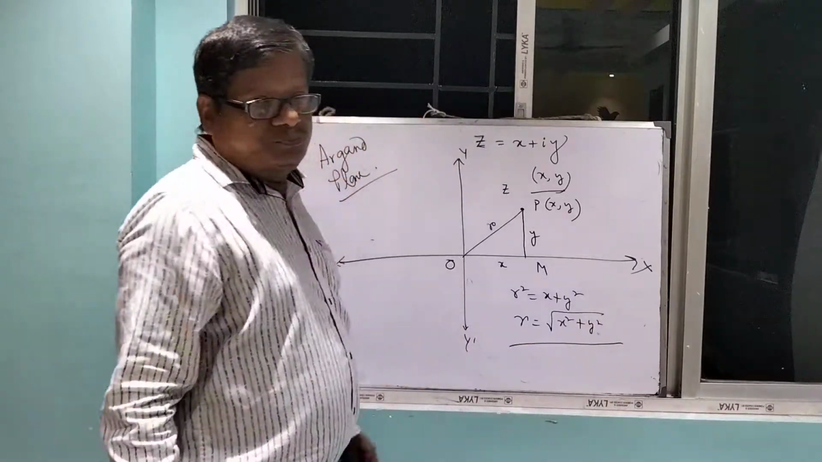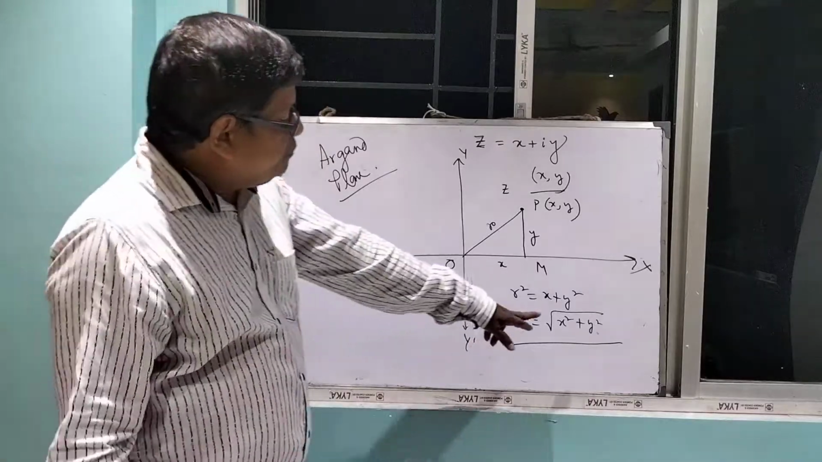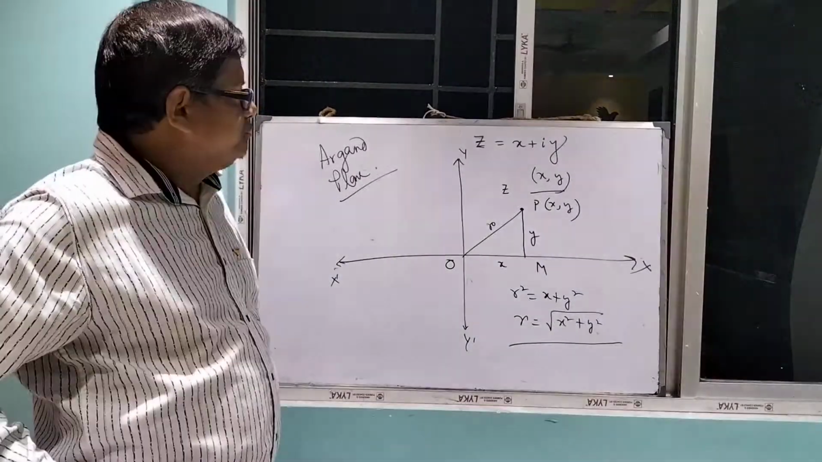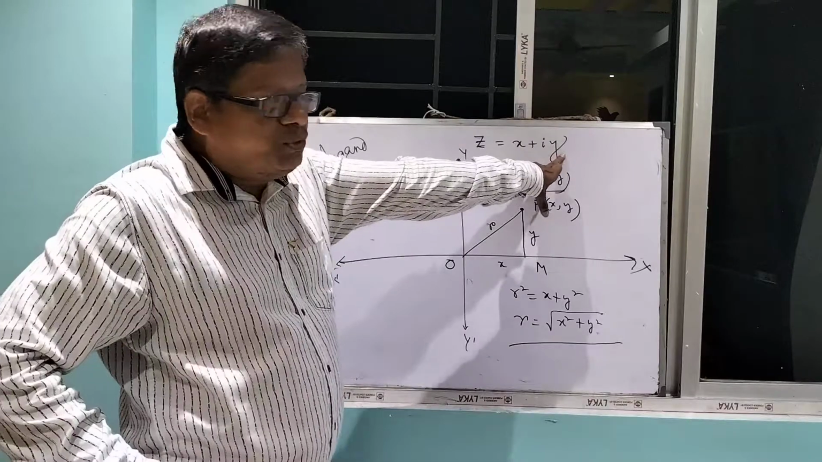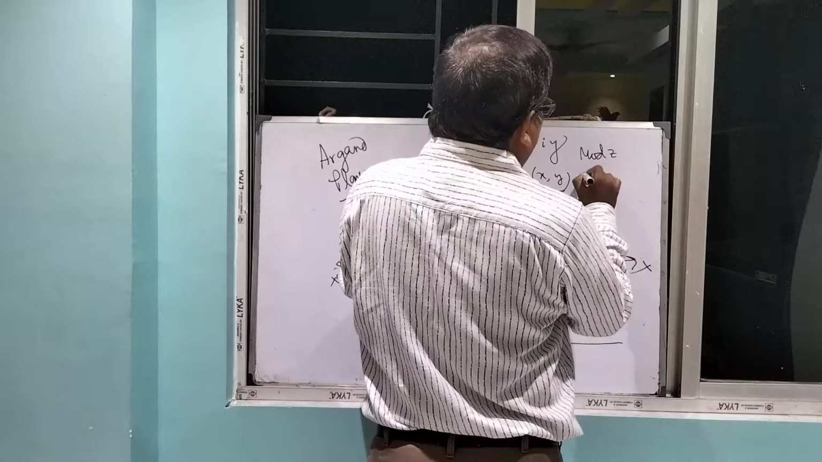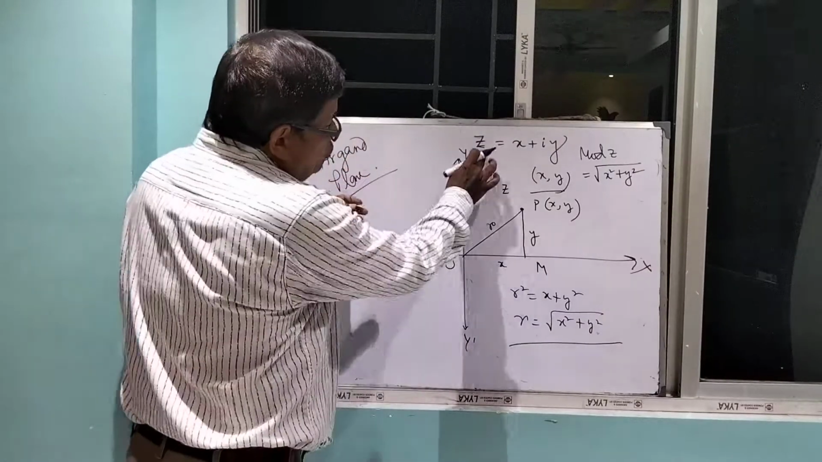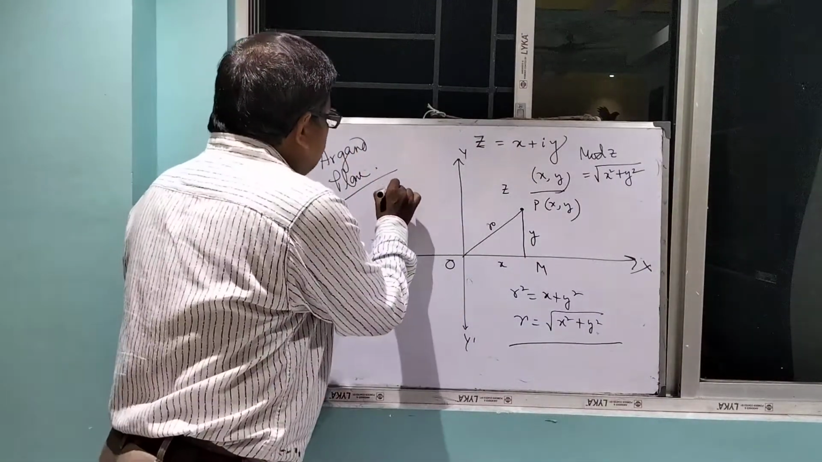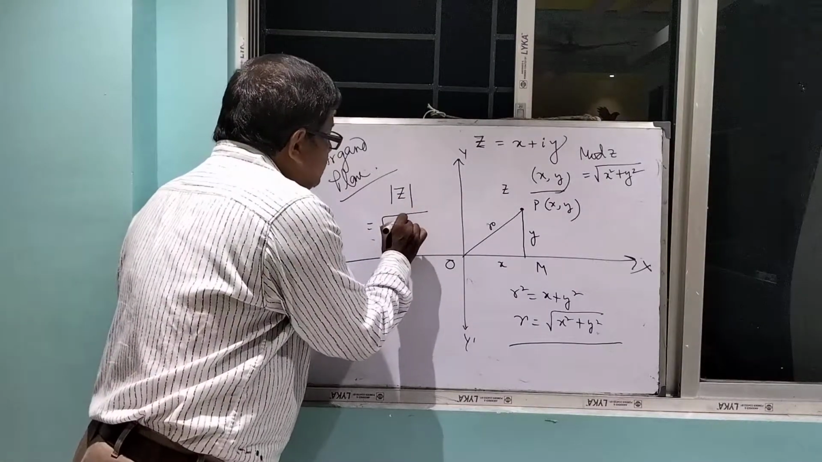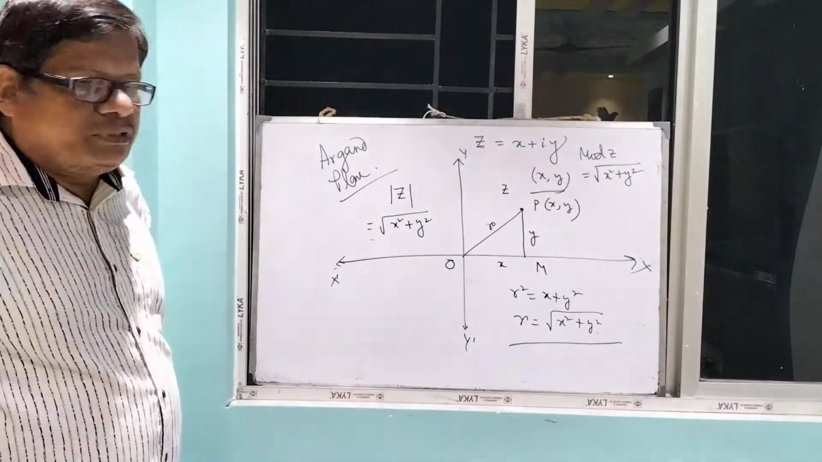You are taking only the positive value. Then this value is known as the modulus of a complex number Z equal to X plus iY. Its mod, that is mod Z, equals root under X squared plus Y squared. So mod Z is denoted by this symbol, and it will be root under X squared plus Y squared.